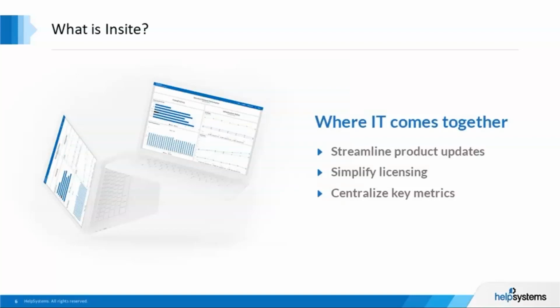So what is Insight? Insight is where it all comes together, as you see here. Insight integrates your entire HelpSystems product experience, applications, updates, licenses, and more into a digital hub so they can get more done without putting more in. Streamline your HelpSystems product updates with the deployment manager. It simplifies product licensing. There's an enterprise licensing piece for the HelpSystems customers, and it centralizes key metrics.